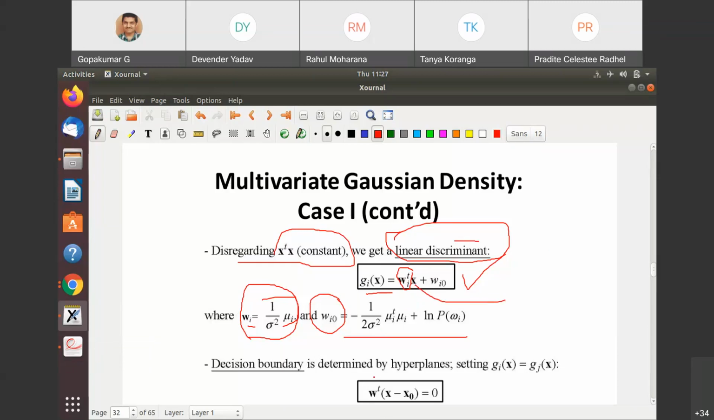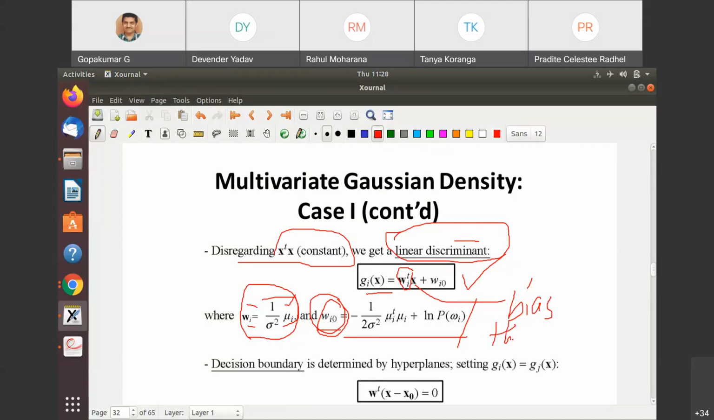We have already defined the terms wi and wi0. Keep in mind that the bold w is a vector, mu i divided by sigma square, because you are multiplying the transpose with the x vector. And wi0 is not a vector; it is a scalar quantity. Sometimes we refer to this term as a bias term, and otherwise sometimes we call it a threshold.